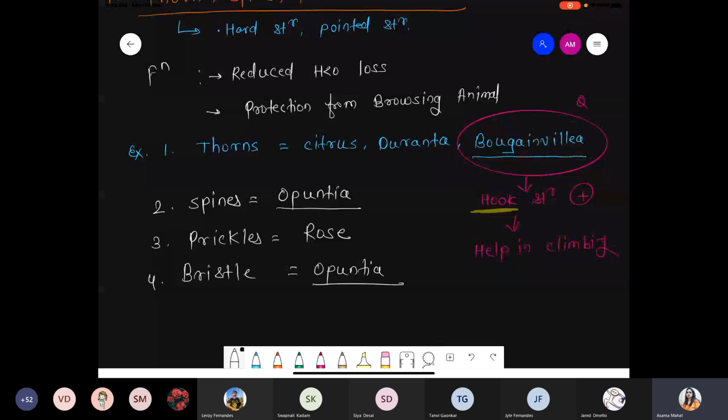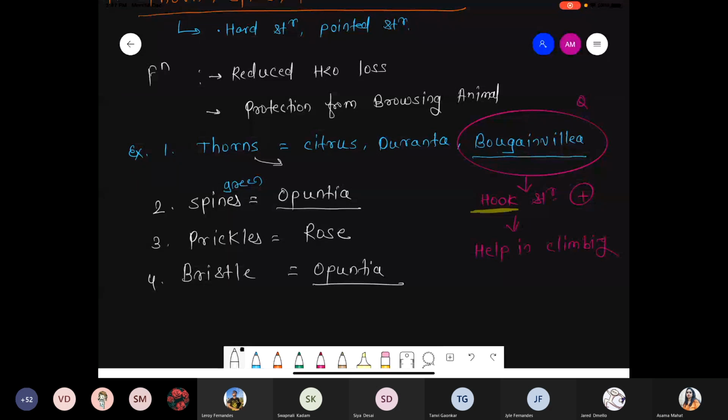What is the difference between thorns and spines? Basically, spines are green in color, normally. But when you talk about the thorns category, thorns are initially green, but later they convert into non-green. They become very hard, very pointed, and brown in color. So spines are green because they are one kind of modified leaf. But thorns are initially green, and later they convert into non-green. And the major function is protection.